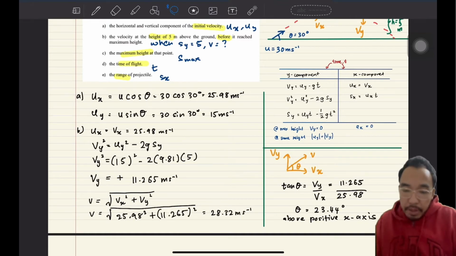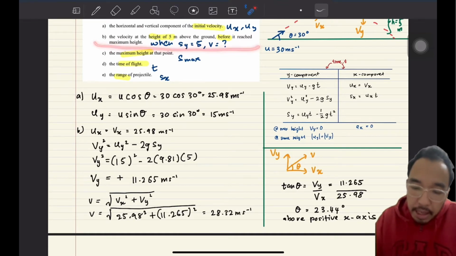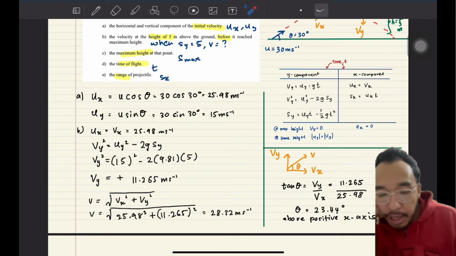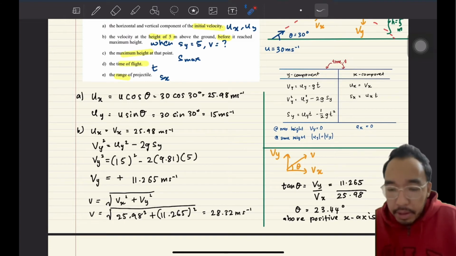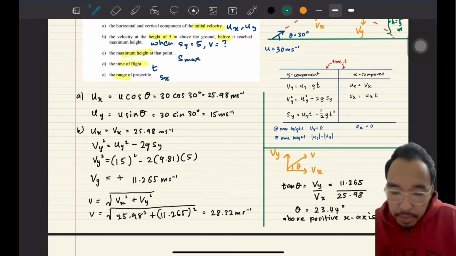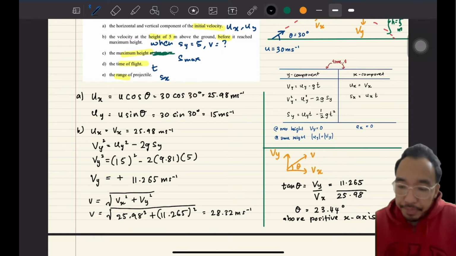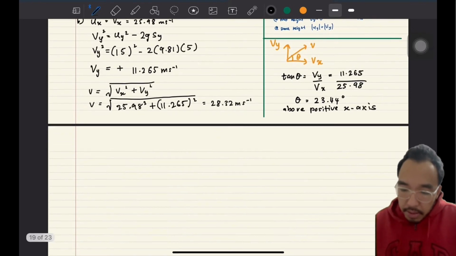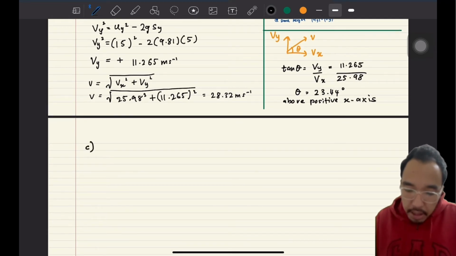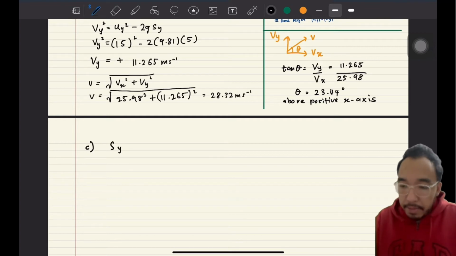But you only did part B, there's still a long way to go. The maximum height at that point. I don't think that point is needed over here, so I just cancel out this one. The question wants to find the maximum height the ball can travel. So they want to find your Sy, or S max, when your Vy equals 0. It's as simple as that.